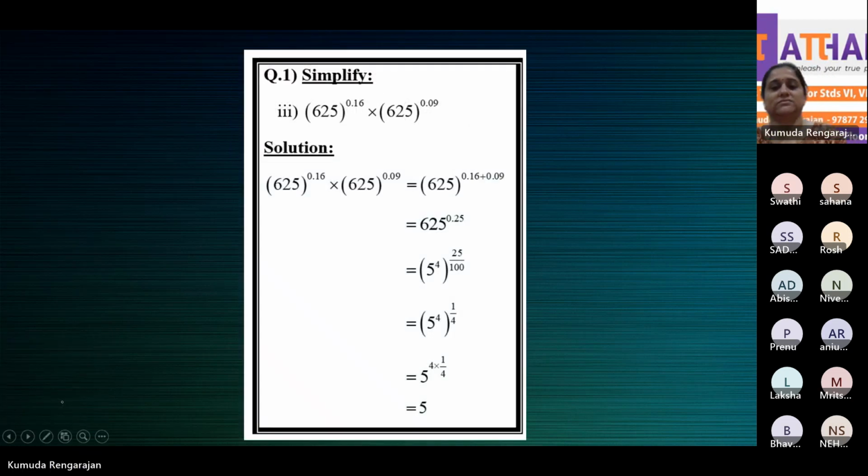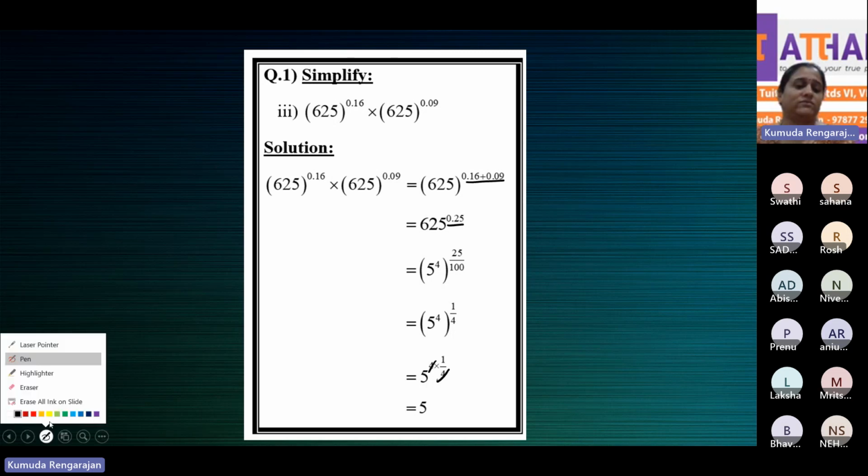All right. So it's the same here. That's what I worked here, children. You can see, add the powers. 0.25 is 25 by 100, which is 1 by 4. Multiply the powers, 4 cancels, and 5.